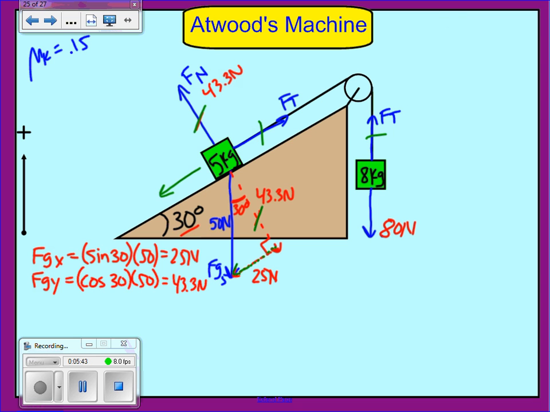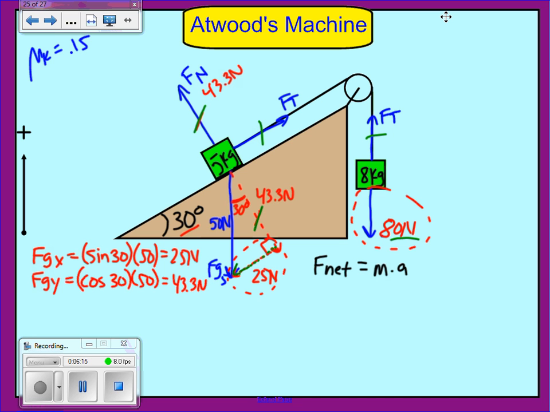The only other force that you have is the 80 newtons that's right here. And what does that want to do? Well, it wants to pull the 8 kilogram block down and the 5 kilogram block up. So we can see that the 80 newtons that's coming from force gravity here is in contention with the force gravity x that's right here. They're opposing each other. And so when I go to write my force net, I already know that they're going to be opposing each other.